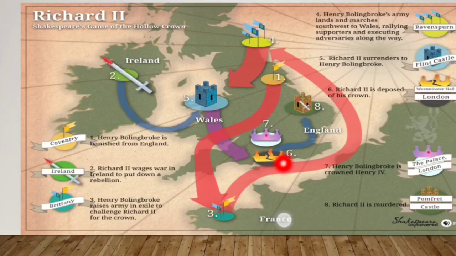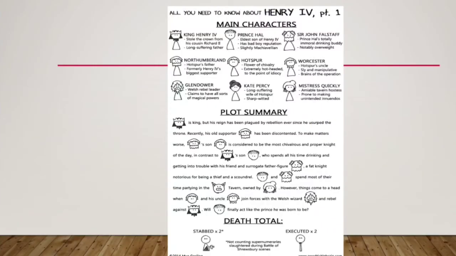Now again somewhere in the Pomfret Castle it is said that Richard II is murdered. Some historians state that he was starved to death. So this is how the entire plot goes. Now at the end of this play too, I'll be showing you a similar map on how it all goes. Now we shall move on with Henry the Fourth part 1.